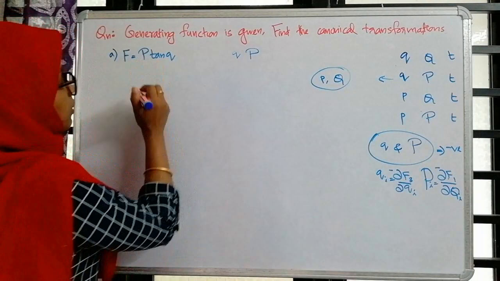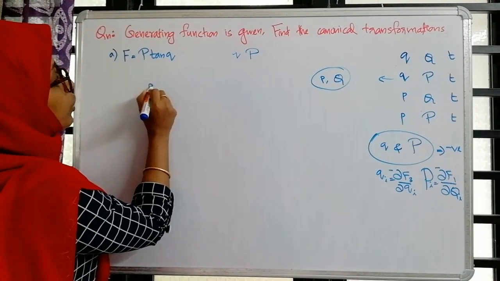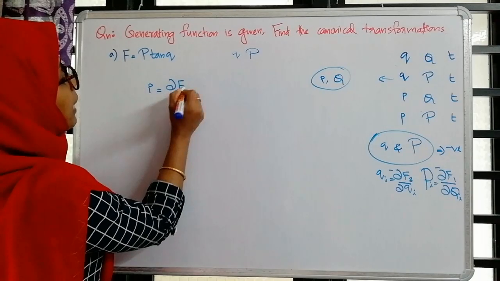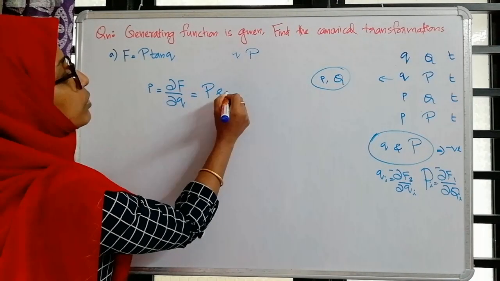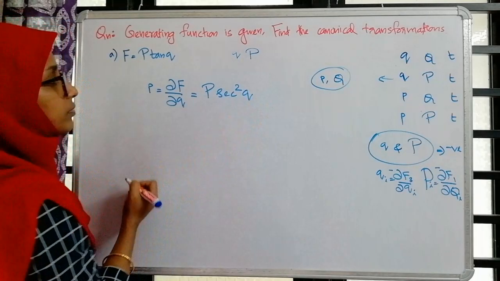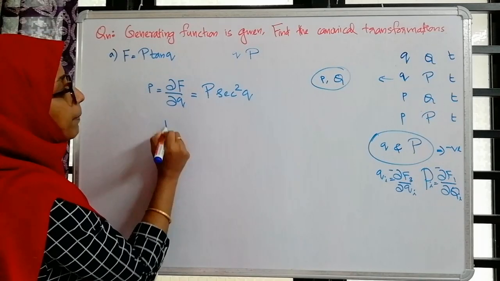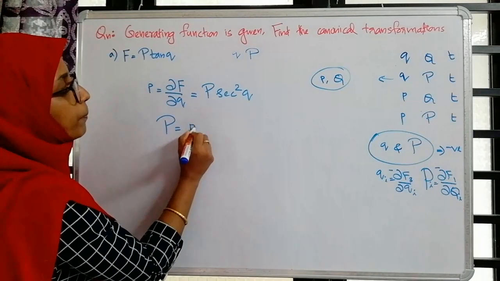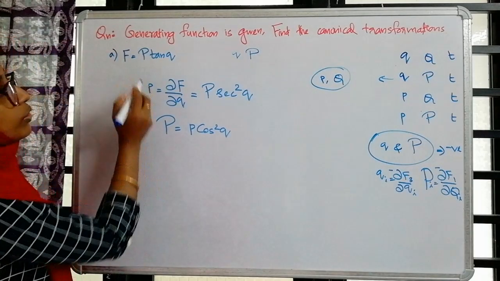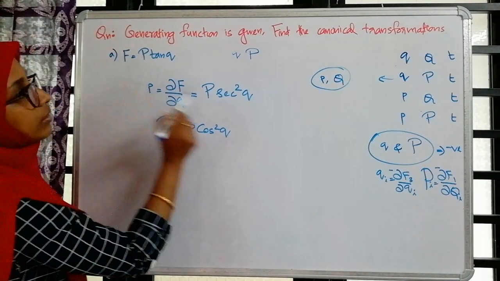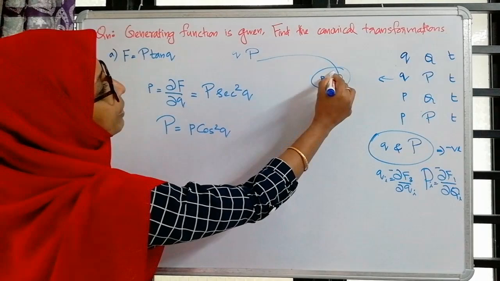So it will be having the generating function P is equal to ∂F/∂Q. That's equal to capital P into C square Q. From this we can rearrange to get capital P is equal to small p cos square Q. And also the next generating function is having QP. We can derive capital Q from this.